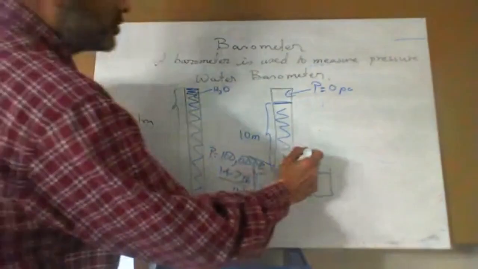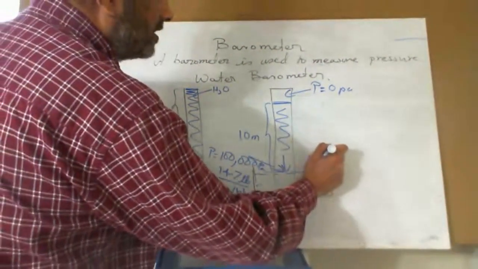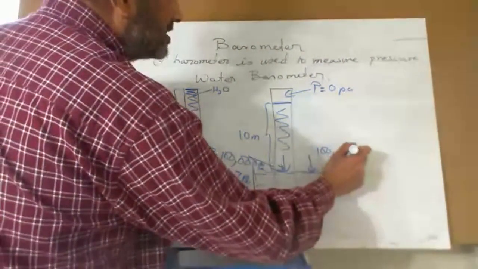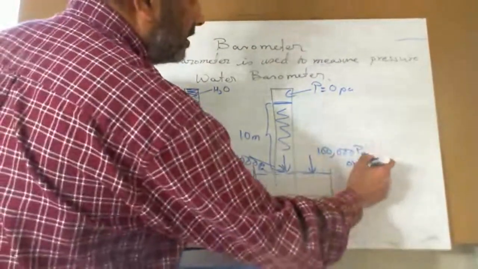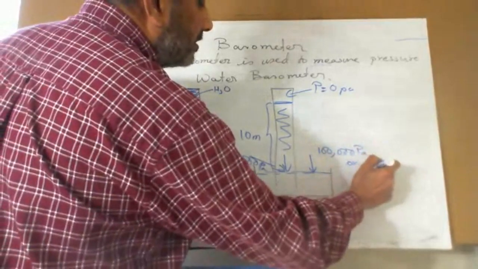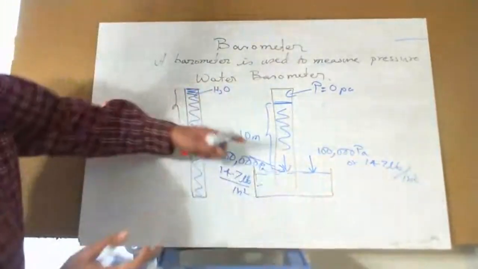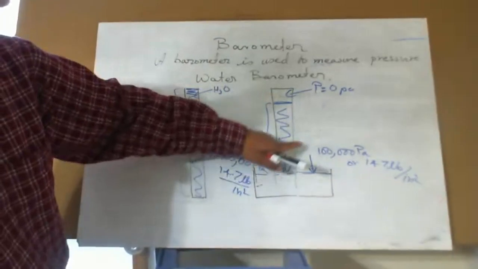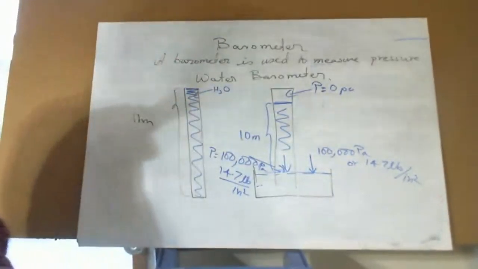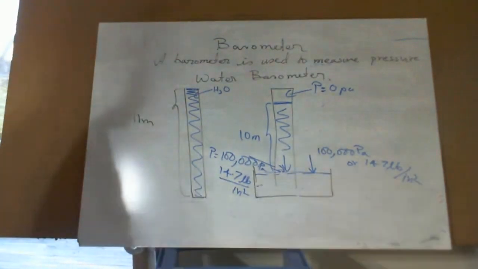And what is the pressure outside? The pressure outside due to the atmosphere, what did I say? It is approximately 100,000 pascals, or 14.7 pounds per square inch. And so they balance each other. Can you see that? They balance each other. See, the pressure here is 100,000 pascals. The pressure due to the atmosphere is 100,000 pascals. So it's like a balance. They balance each other and it remains steady.